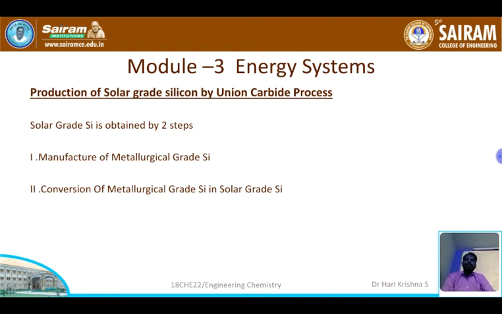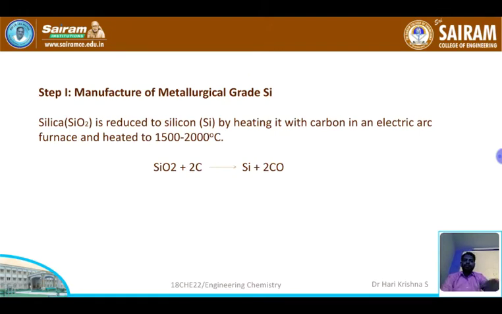It contains two steps. The first step is manufacture of metallurgical grade silicon. The second step is conversion of metallurgical grade silicon into solar grade silicon. Step 1 is manufacturing of metallurgical grade silicon. We take silica and heat it in an electric arc furnace at 1500 to 2000 degrees Celsius.